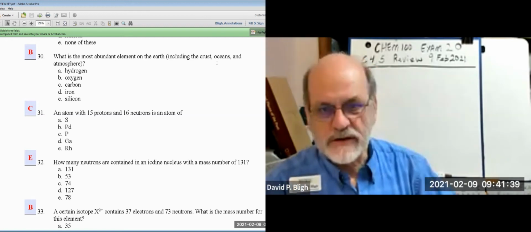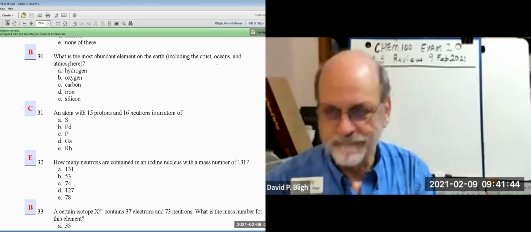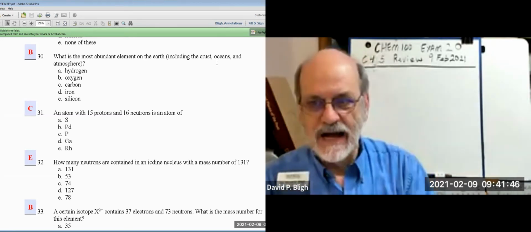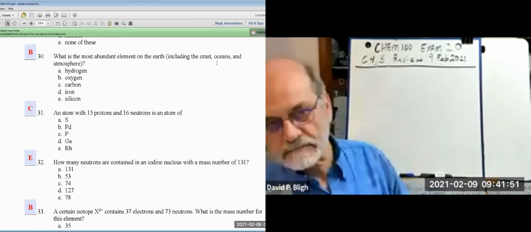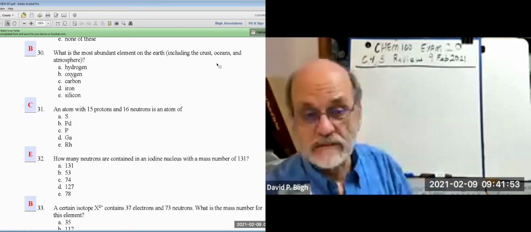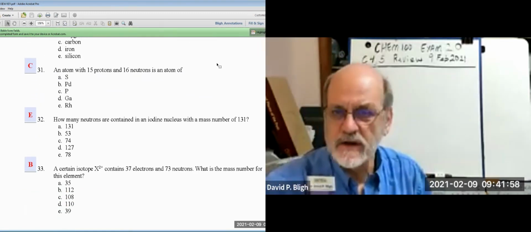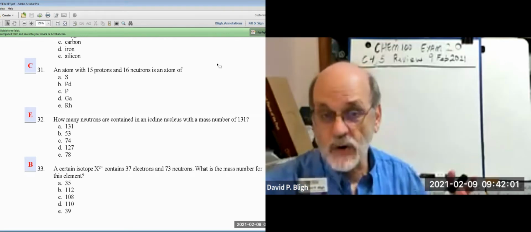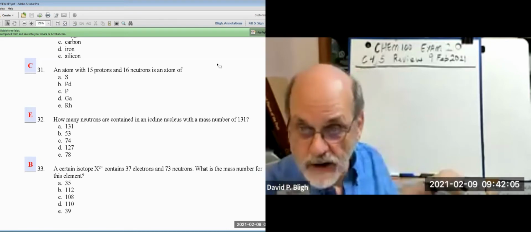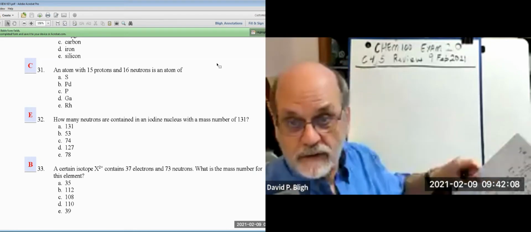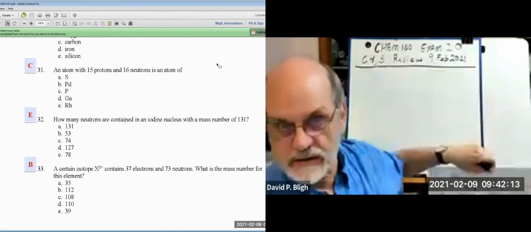While we're on the topic, what's the most common element in the universe? Hydrogen. Hydrogen fuels the stars, as they say. Okay, 31 is on my list. An atom with 15 protons and 16 neutrons is what? We did one like this earlier. The number of protons determines the element, right? So you go to your periodic table and you look for 15 protons, the atomic number of 15. Turns out to be phosphorus.